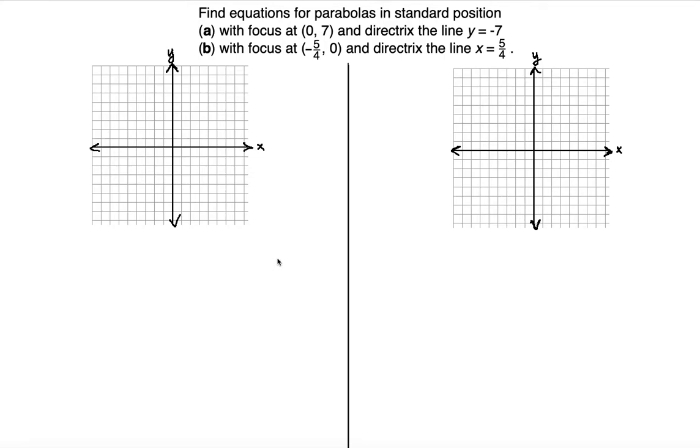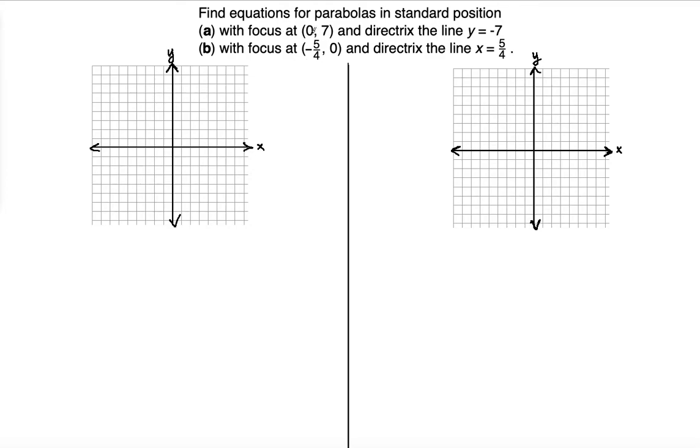In this example, we're going to be finding the equations of two separate parabolas. Each parabola is given a focus and a directrix. So in part A, we're given that the focus is at (0, 7), and I'm going to make a graphical representation of this so that you understand how the parabola consists of the focus and directrix, how the focus and directrix make the parabola.